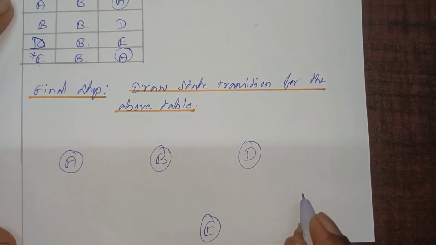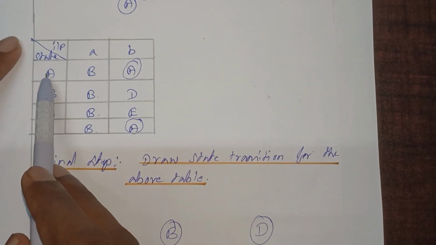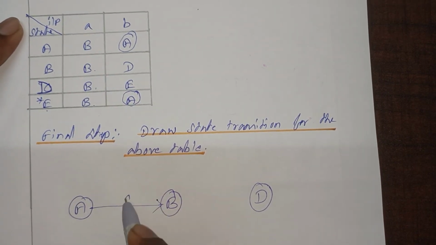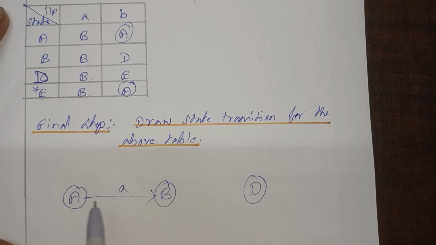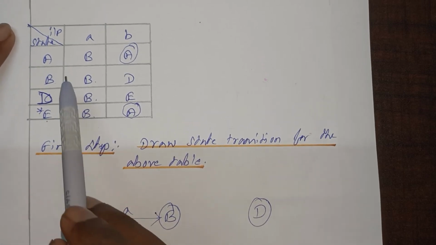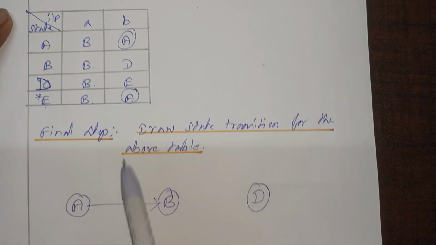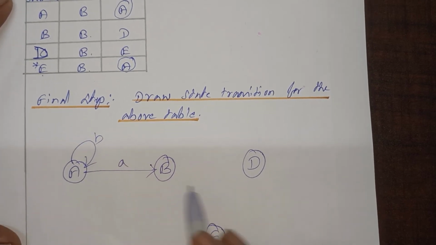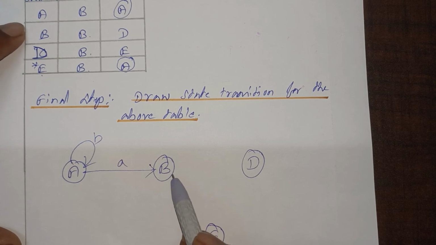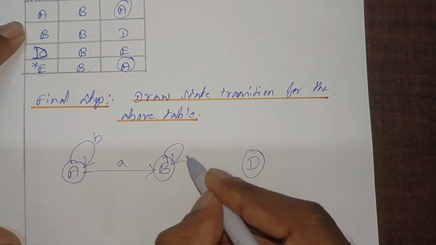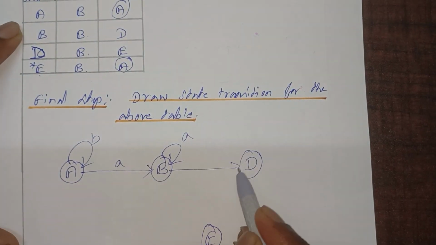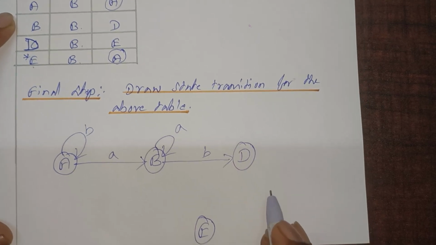Now you can see A is taking small a to reach B, so you are able to construct that in the easiest way. A is taking small a to reach B. Again, A is taking small b to reach A. Go to the next level. B is taking small a to reach B, so here it is. And B is taking small b to reach D, so here it is.